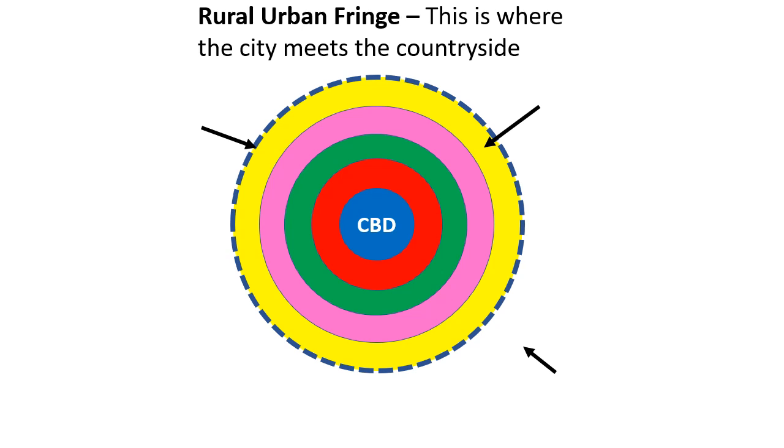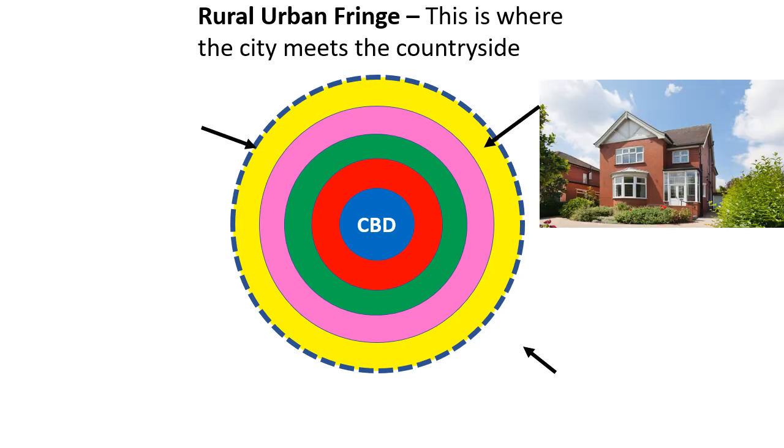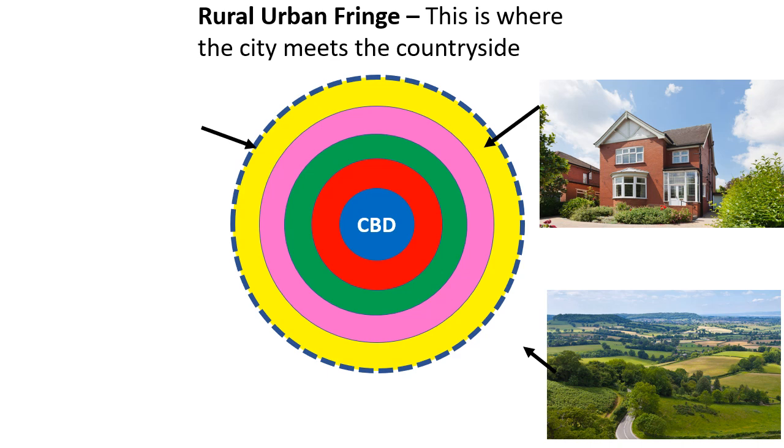Now we've got two things going on here. We're going to talk about this particular area called the rural-urban fringe. This is where the city meets the countryside. The image that we've got there is a detached house. That's the outer zone, usually. The next image, we've got the countryside.